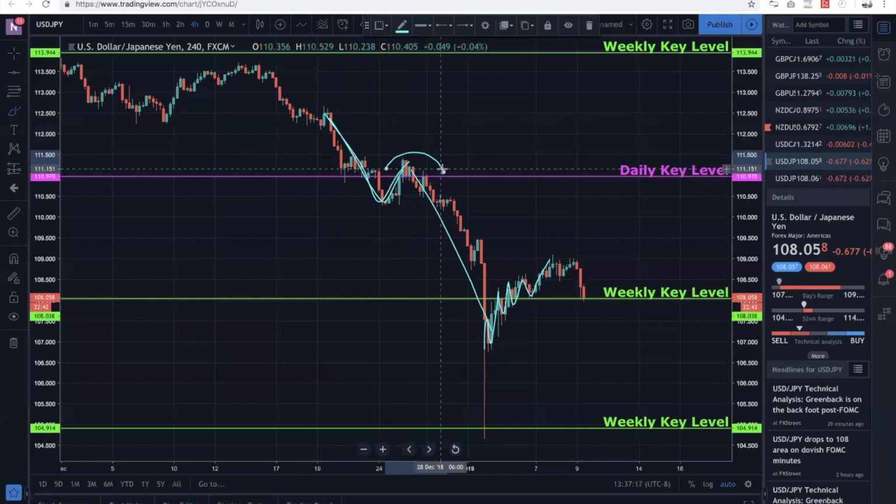So with that, that is the overview of the daily and weekly key levels and how you can go ahead and look for market structure in these areas to find really big moves and huge opportunities in the market at major areas of support and resistance.